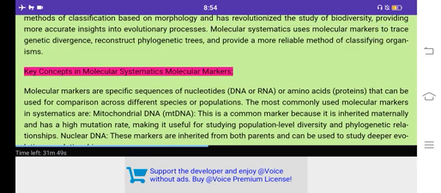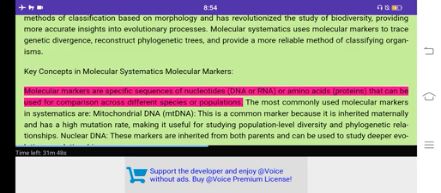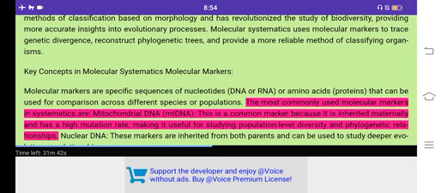Key concepts in molecular systematics. Molecular markers. Molecular markers are specific sequences of nucleotides (DNA or RNA) or amino acids (proteins) that can be used for comparison across different species or populations. The most commonly used molecular marker in systematics is mitochondrial DNA, mtDNA. This is a common marker because it is inherited maternally and has a high mutation rate, making it useful for studying population-level diversity and phylogenetic relationships.